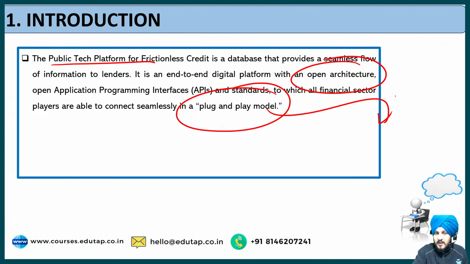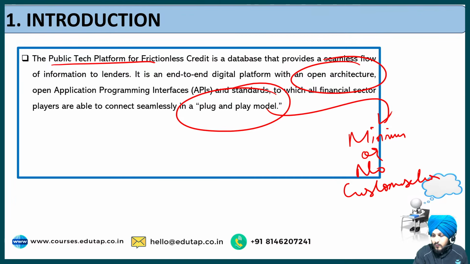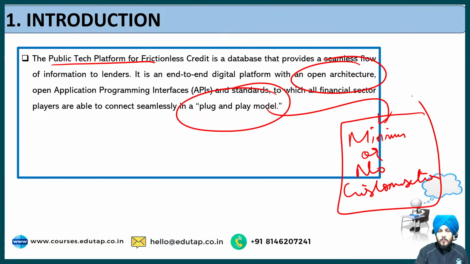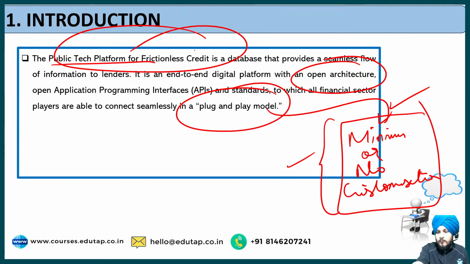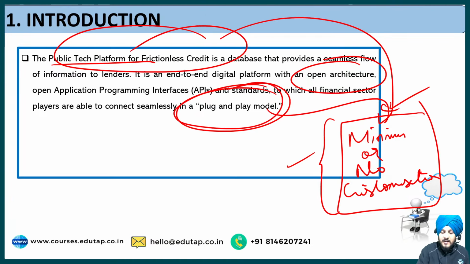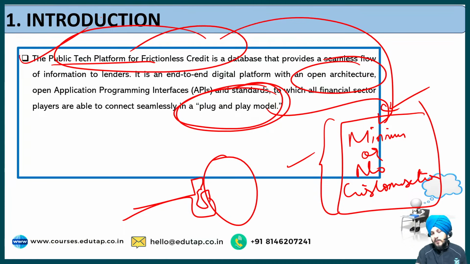Plug and play model means in order to use this software, you need minimum or no customization with the existing operating systems. Whatever computer or technological operating systems the bank has, they do not need much modification in order to integrate this platform into their system. So that is why we are saying that it works on a plug and play model: you just have to connect the plug with your operating system and this whole platform will work efficiently.